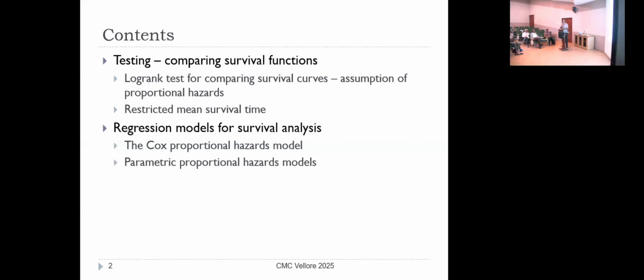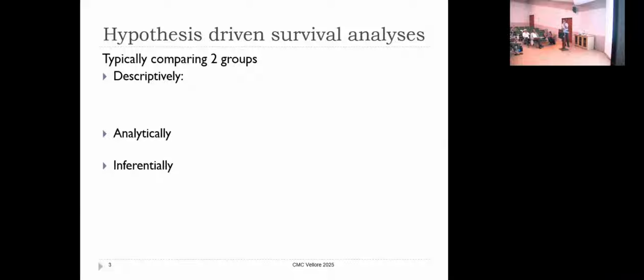So we're testing when we're comparing survival functions. And then we'll talk about how we go about adjusting for covariates. So we'll talk first about how we test, and then how we go further and incorporate covariates into survival analysis.